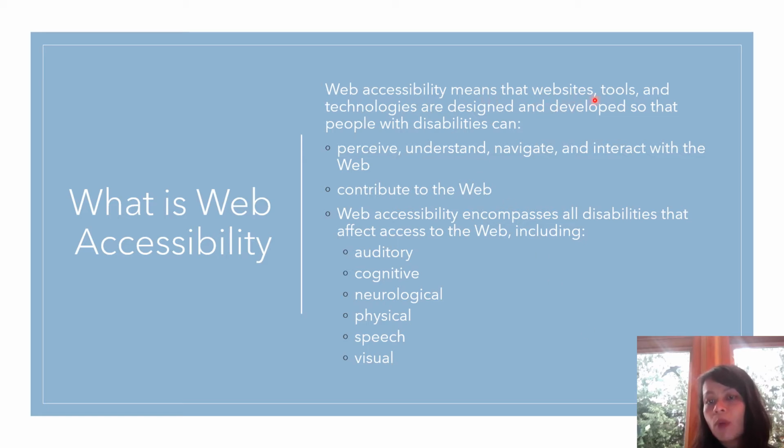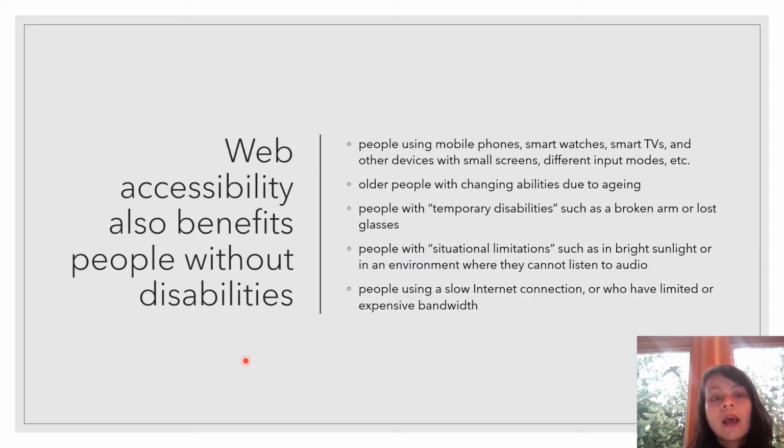Web accessibility means that websites, tools, and technologies are designed and developed so that people with disabilities can perceive, understand, navigate, and interact with the web. They can contribute to the web. They can also post information, not just read information. Give and take. Web accessibility includes all the disabilities that affect access to the web. This list is not complete, but it includes the following: auditory, cognitive, neurological, physical, speech, and visual.